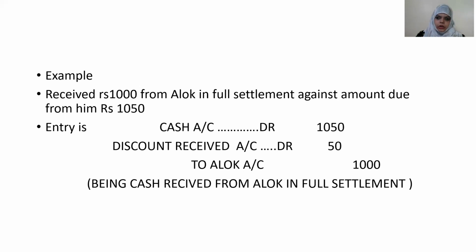Debit all expenses and loss. Debit the receiver and credit the giver. So Alok is the giver, so we credited the Alok account. Being cash received from Alok in full settlement. So this is the full and final settlement of Alok's account.